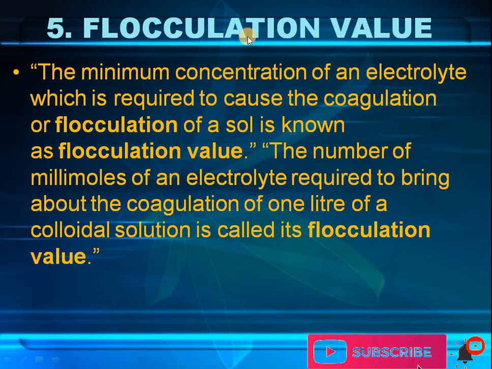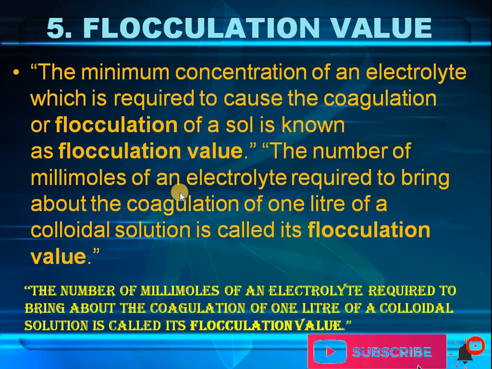So moving to next, flocculation value. The minimum concentration of electrolyte which is required to cause the coagulation or flocculation of a solution is known as the flocculation value. So the minimum amount of an electrolyte which is required for coagulation or precipitation is known as the flocculation value. The number of millimoles of an electrolyte required to bring about coagulation of 1 liter of a colloidal solution is basically your flocculation value. For 1 liter, how many millimoles of electrolyte are required will justify the flocculation.